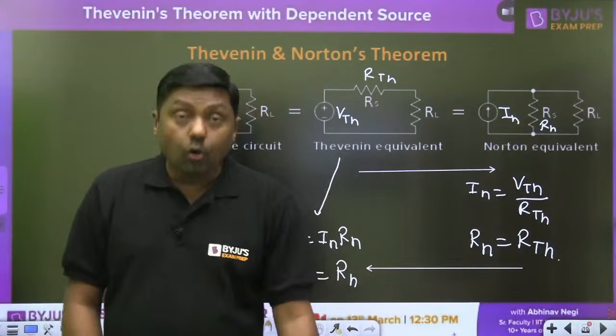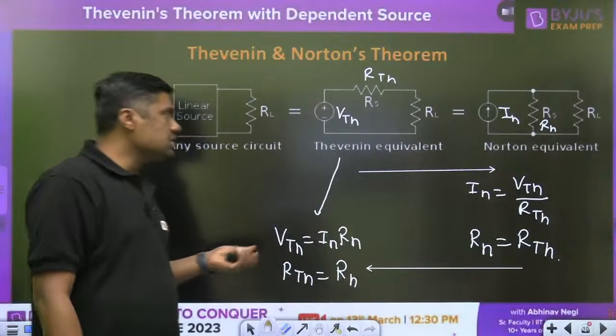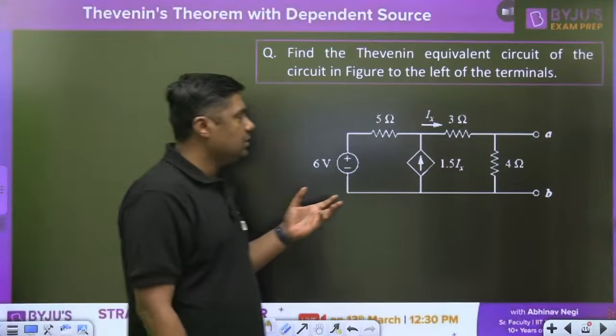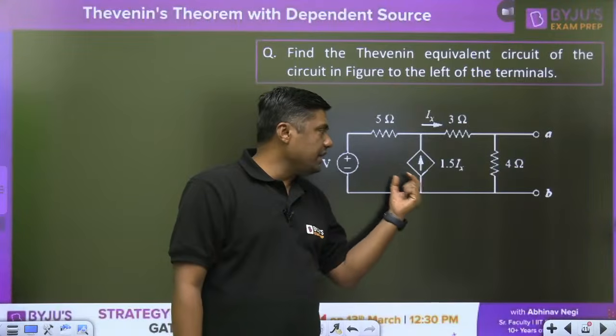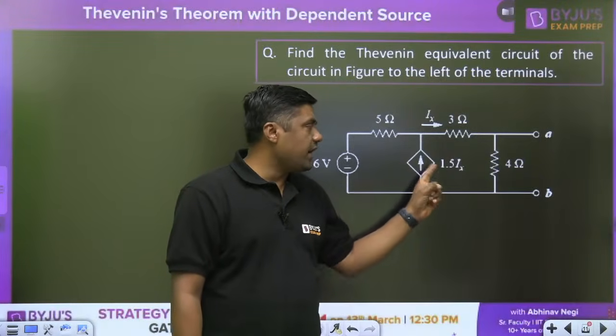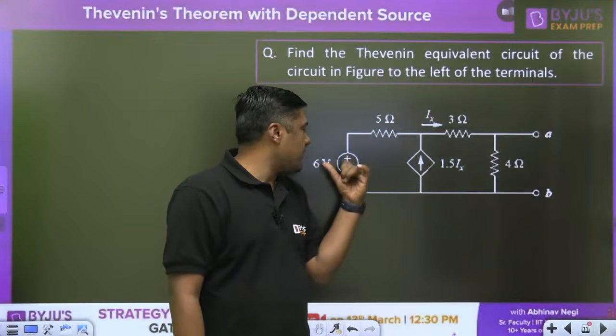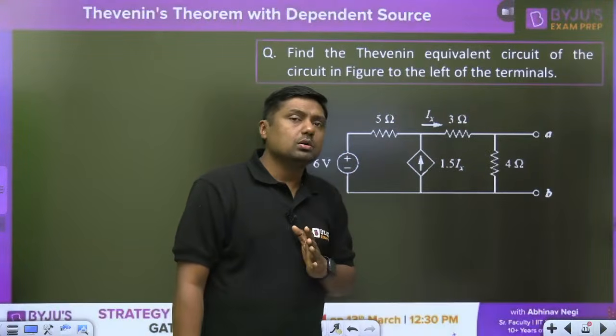Right. Now, that is the question with the dependent source. For example, if I am having one dependent source here, 1.5 Ix, this is the 3 ohm, this is the 4 ohm, this is the 5 ohm, this is the 6 volt.